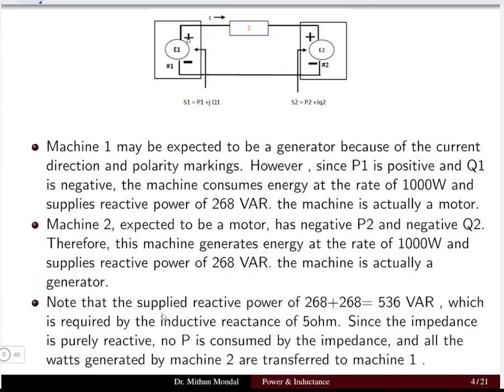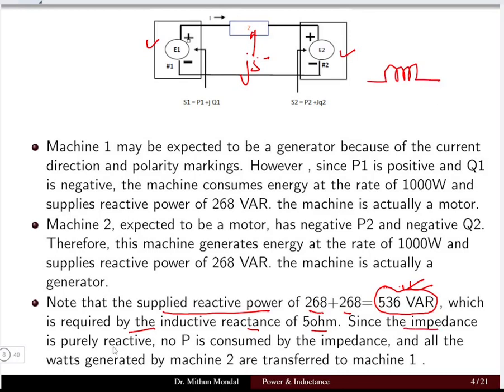Now let us see the supplied reactive power. What is the supplied reactive power? We have 268 plus 268, one from the motor end and one from the generator end. So the net reactive power is 536 volt ampere reactive, which is required by the inductive reactance of 5 ohms. So here it is j5. That is the reactance of the line through which the current is flowing between machine 1 and machine 2. So the net reactive power of 536 volt ampere reactive is basically required by the reactance of the line.